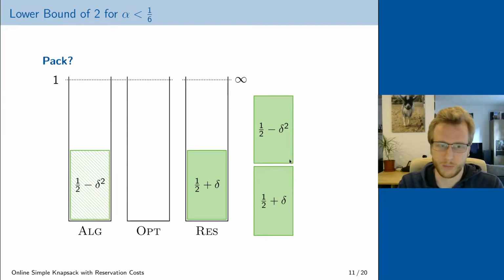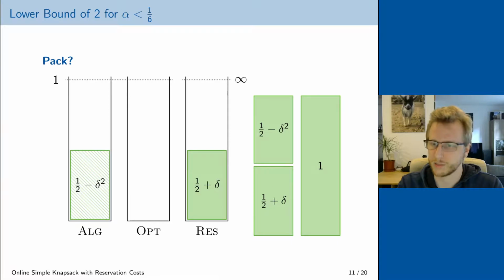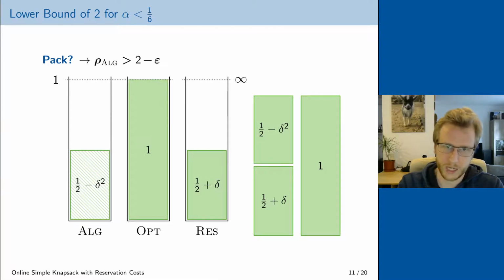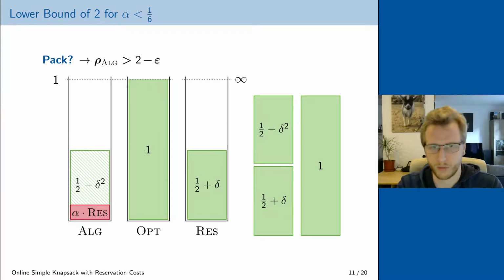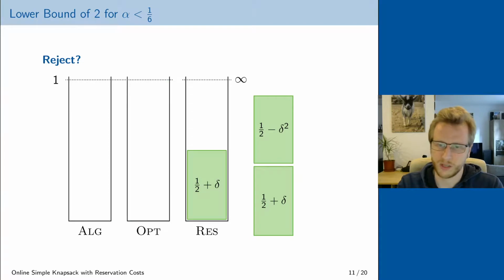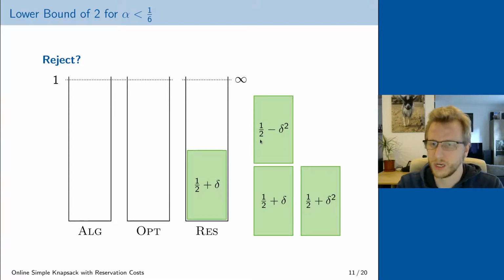And assuming that we would pack it, now we have the same scenario as before. An item of size 1 is presented. OPT will pick this item. We will have only 1/2 divided by delta squared in our knapsack. We also have to pay reservation costs. So we're definitely worse than 2 competitive in this place. So packing is not the right option here. What about rejecting the item? I mean, now we have something in our reserve, so we are not completely screwed if this is the end of the instance. But the thing is that we have now completely rejected this item and we cannot take it back at a later point. So the adversary will simply present a matching item for this, such that the sum of these two items is exactly one.